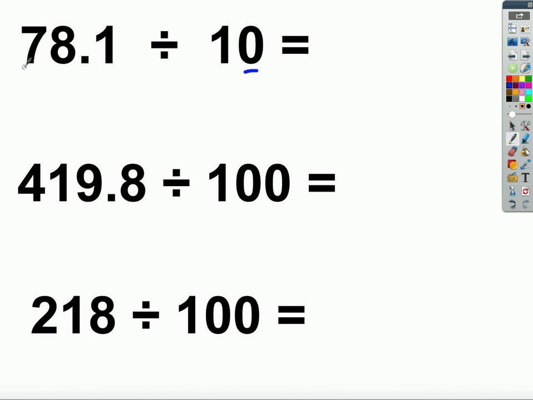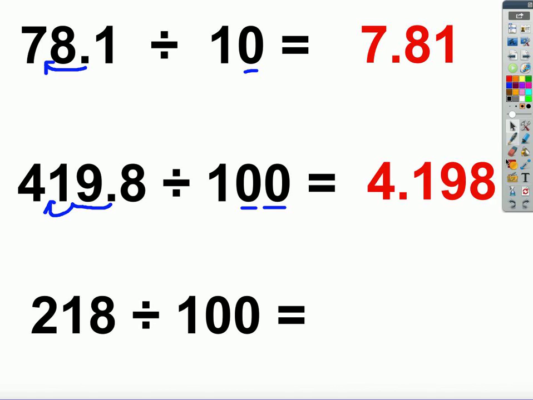to the left. Okay, so on this one, 78 and 1/10, if I split that into 10 equal pieces, each piece, and we're going to move it 1 spot to the left since it has 1 zero, would be 7 81/100ths. Now if I'm dividing by 100, there's 2 zeros there. If I divide by 100, that's going to be quite a bit smaller. So since it's going to be smaller, we move to the left. So 1, 2 spots to the left, and that would give you 4 198 thousandths.